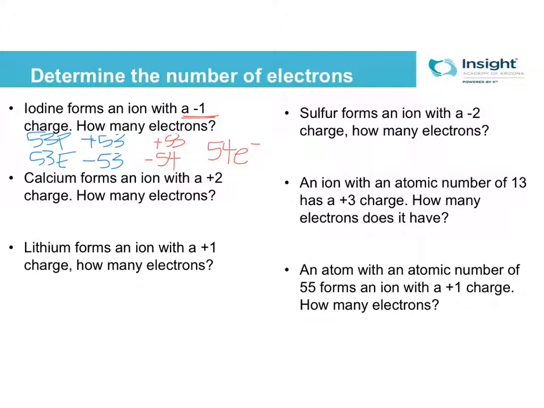So let's do one more of those. We'll do a positive version. So calcium forms an ion with a +2 charge. How many electrons? Again, you got to go to your periodic table, figure out what you're starting from. All right, so when calcium's neutral, we have atomic number is 20. All right, so we'll have 20 protons and 20 electrons, or +20 and -20.